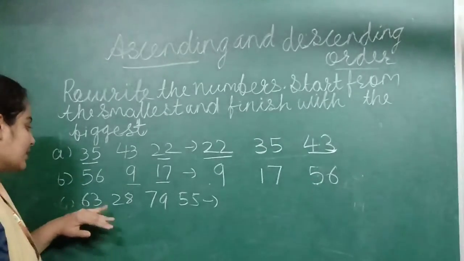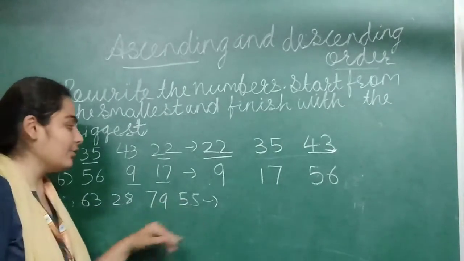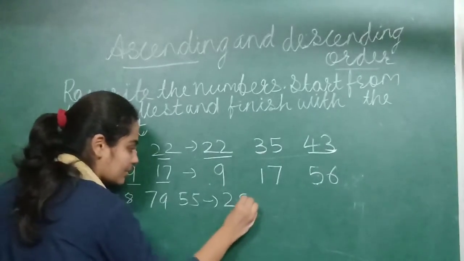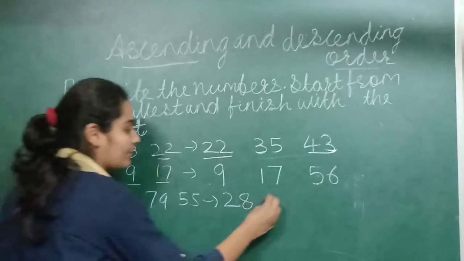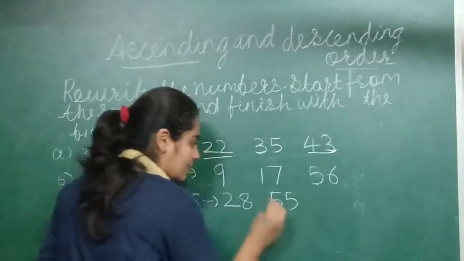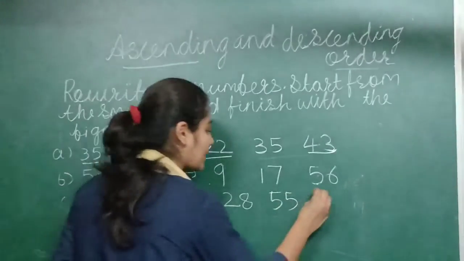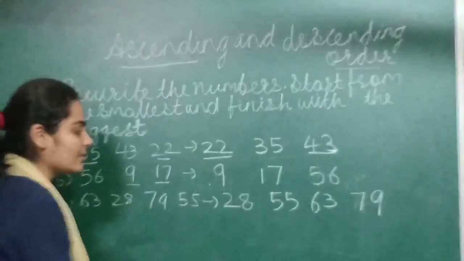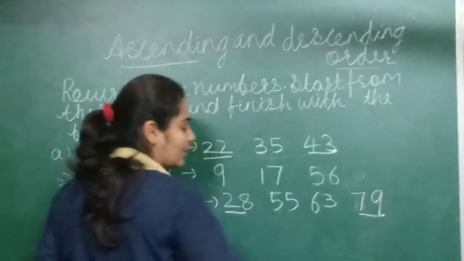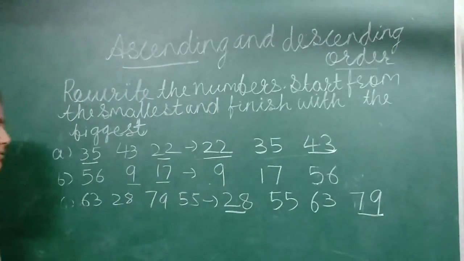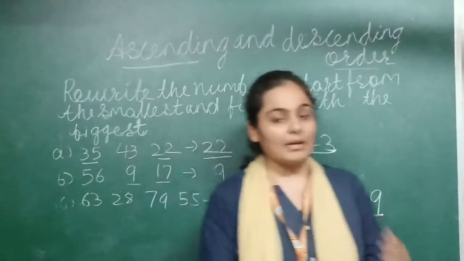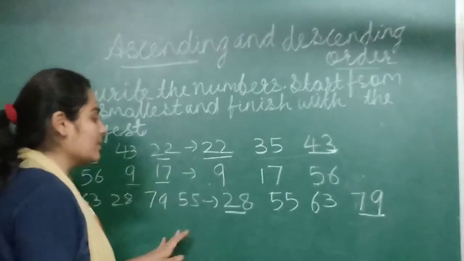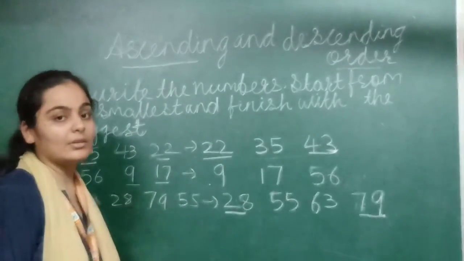Yes. Then 63, 28, 79, 55. First 28. Then 55, 63, then 79. Okay, this is the smallest number and this is the biggest. Likewise, we have to find the smallest number, then bigger, then the last biggest. Okay, so this is called the ascending order.